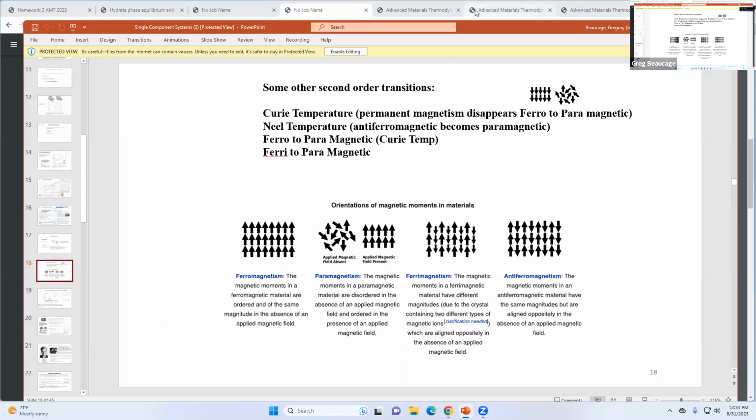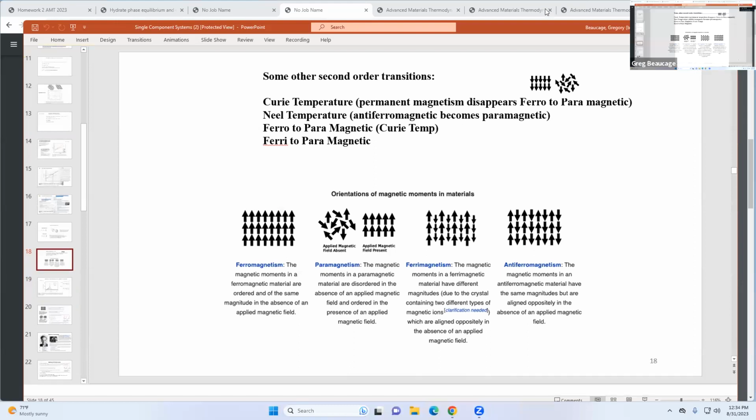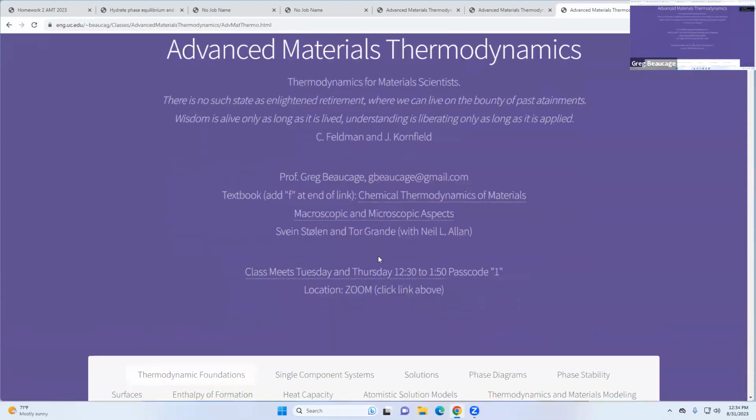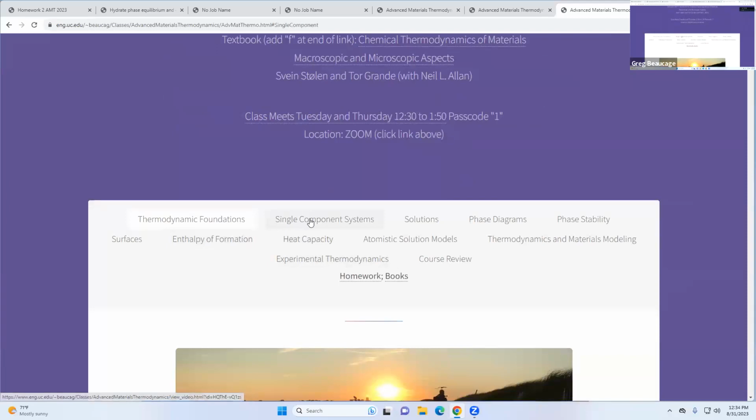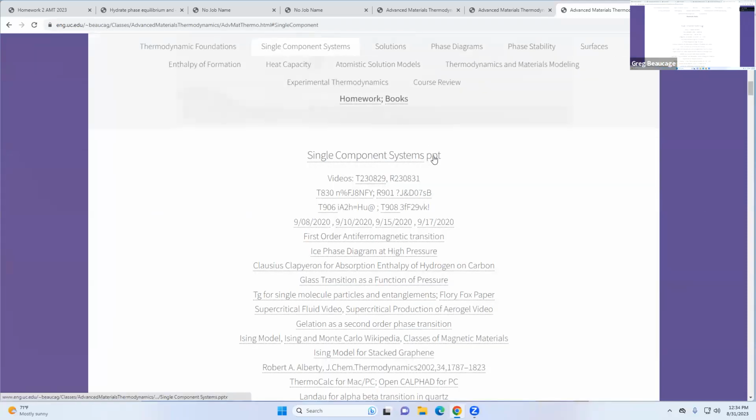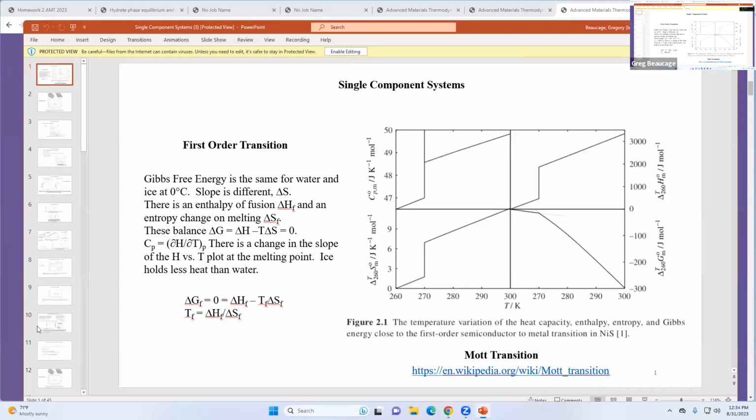Let me see if I can get the right version of this. These slides. Let me close this. This is slide 18. Let's see. This should have been updated. And this should be the updated one. No. Third version of it. Slide 18.